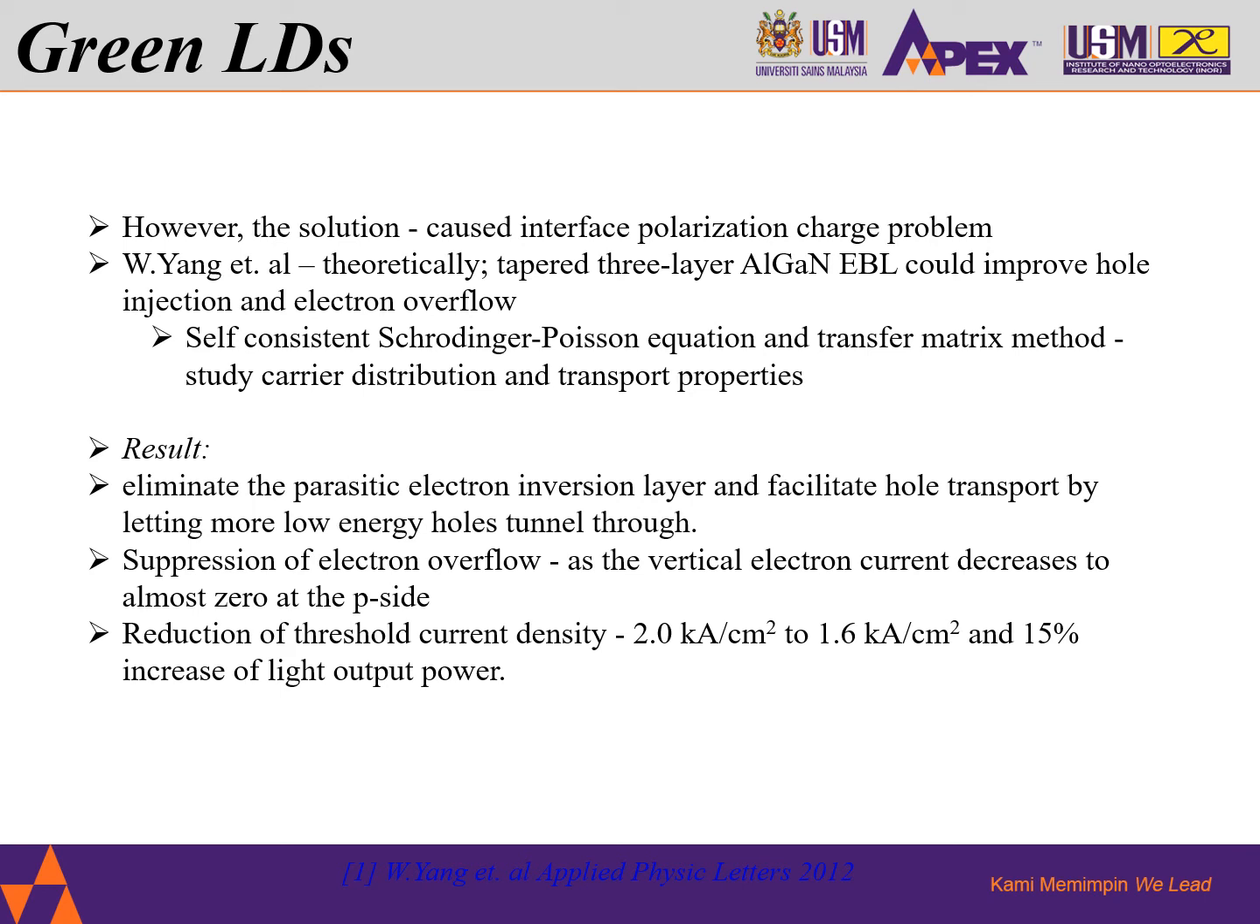As a result, the tapered structure would eliminate the parasitic electron reservoir layer and facilitate hole transport by letting more low-energy holes tunnel through. The suppression of electron overflow was achieved as the vertical electron current decreases to almost zero at the p side. A reduction of the threshold current density from 2.0 kiloampere per cm squared to 1.6 kiloampere per cm squared and a 15% increase in light output power were obtained.